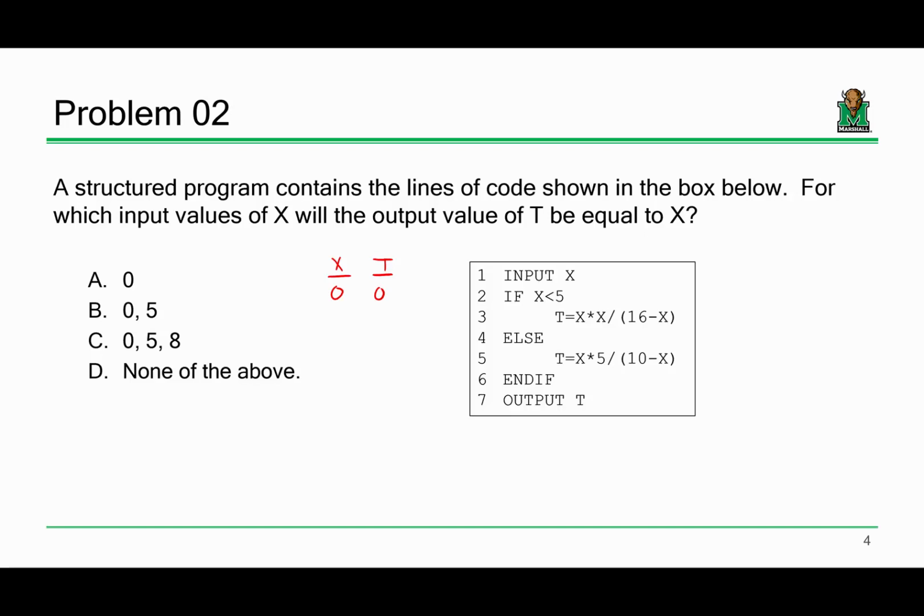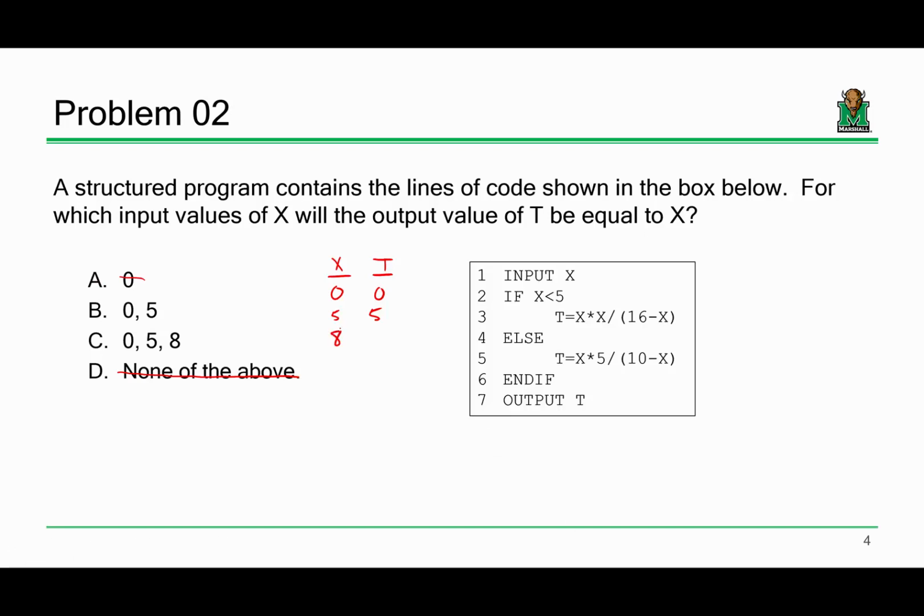That's a choice. So right off the bat, I know that at least A is a possible answer, so D isn't it. Okay, what about 5? If X is less than 5, then this happens, otherwise the following. So do I execute line 3 or line 5? I execute line 5 because X isn't less than 5, X equals 5. On the top, I get 5 times 5 is 25. On the bottom, 10 minus 5 is 5, so it's 25 divided by 5. So 0 works and 5 works. So A is not the answer, because I got 2 values that work.